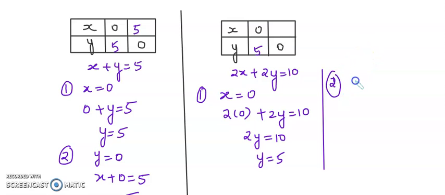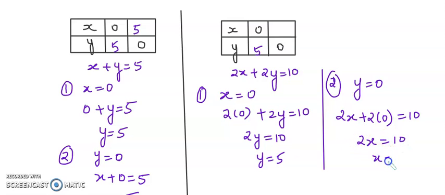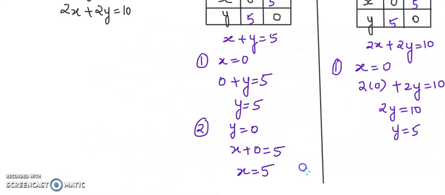Second one. So it will be 2x plus 2 times 0 is equal to 10. So again 2x is equal to 10. So x is equal to 5. So can you see in both the equations the points are the same? So what does that say? That says that they both are representing the same equation, right?